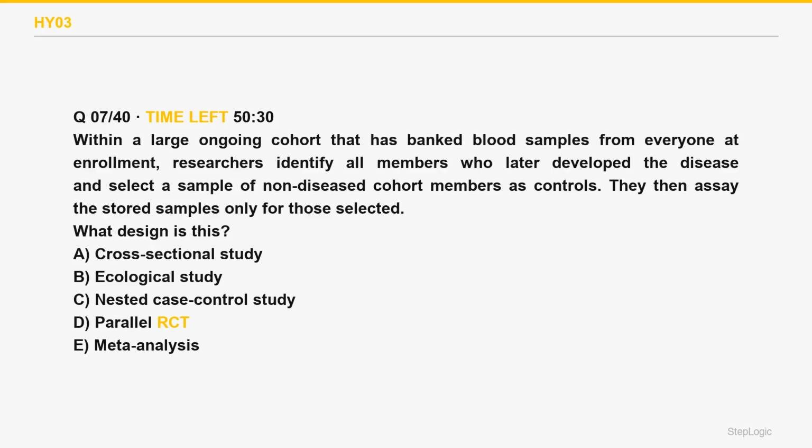What design is this? Within a large ongoing cohort that has banked blood samples from everyone at enrollment, researchers identify all members who later develop the disease and select a sample of non-disease cohort members as controls. They then assay the stored samples only for those selected. Read the command, name the design. Cases and controls are drawn from inside an existing cohort.